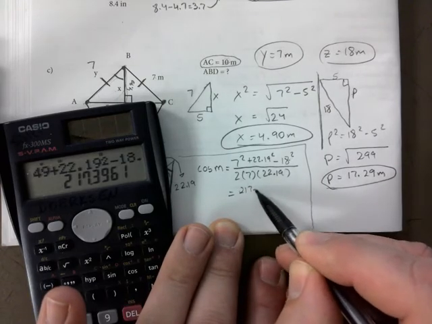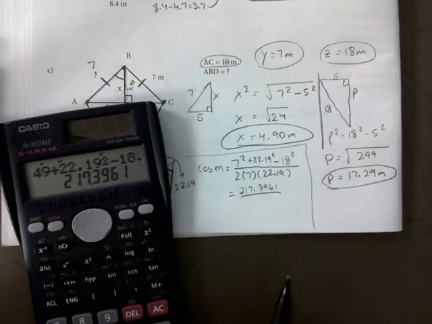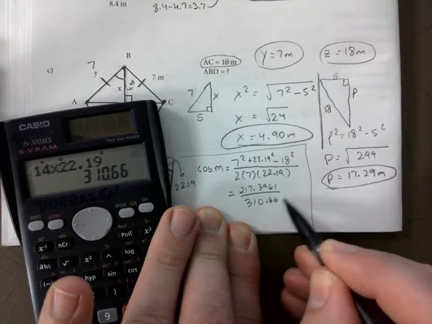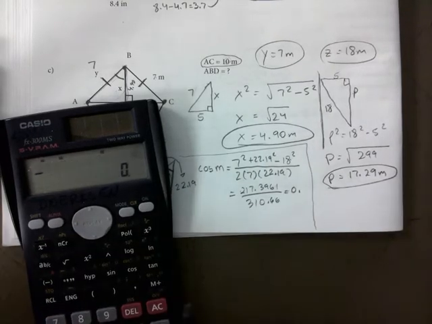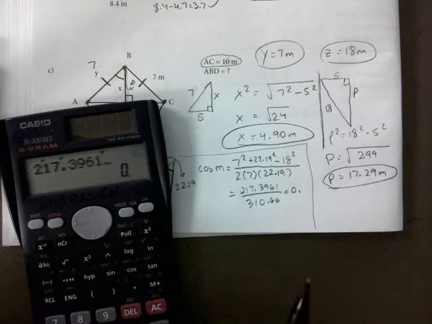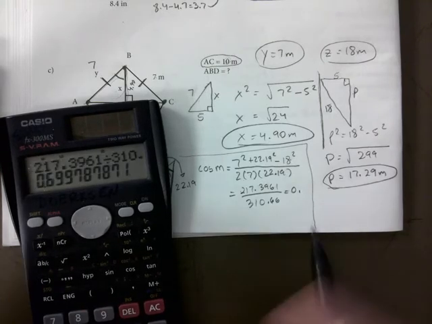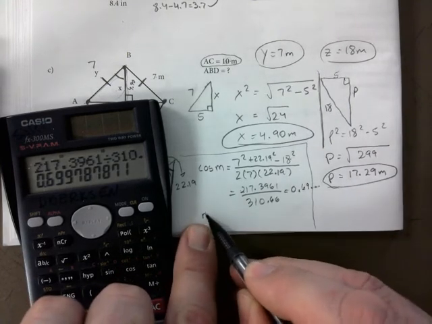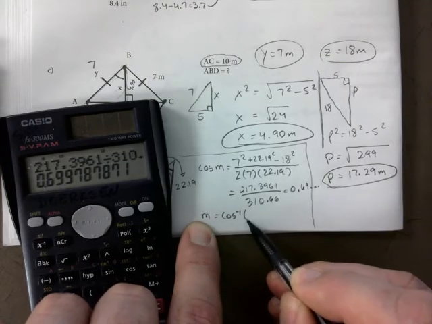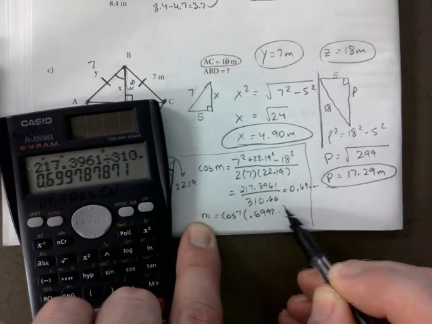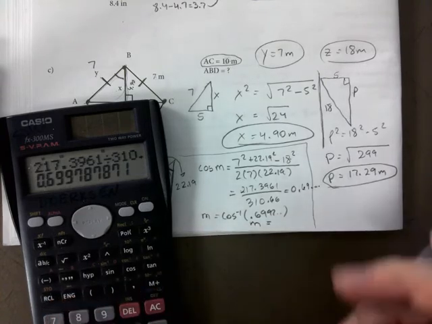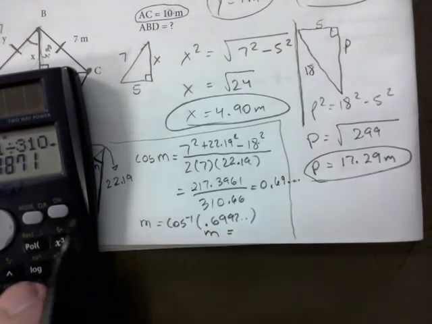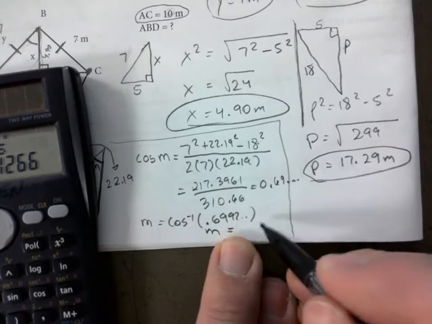That is 217.3961 over 14 times 22.19. That's 310.66, which is 0.69, and that keeps going. So angle M is cosine inverse of 0.6997, so forth. Oh my goodness, I didn't leave enough room there. So I'm just going to use cosine inverse. That's 45.59.